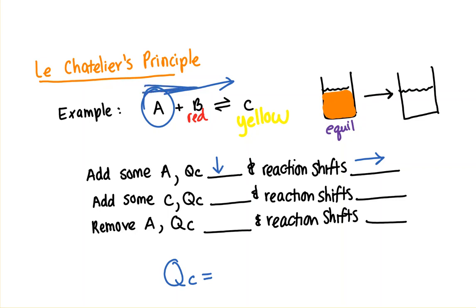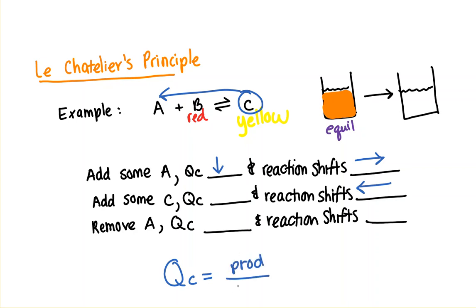If I add C, equilibrium will shift away from that, so what will adding C do to this? Well, C is a product, and so it will make QC go up, and the reaction will shift to the left to get rid of that extra product.